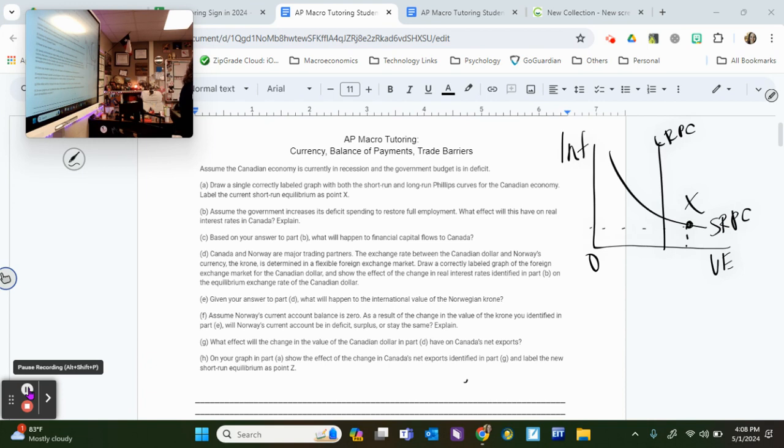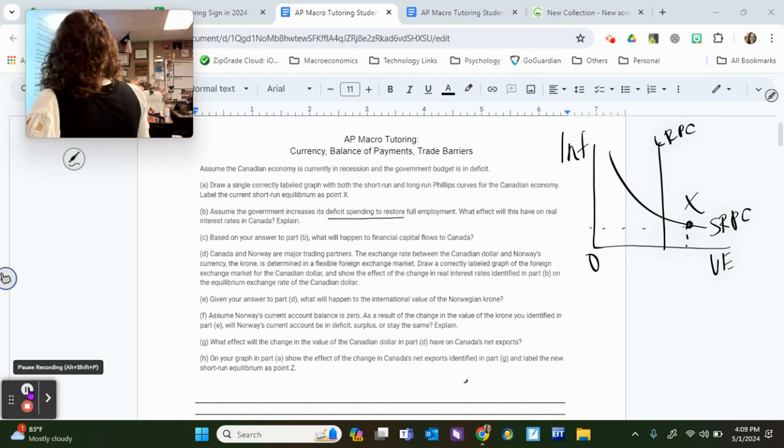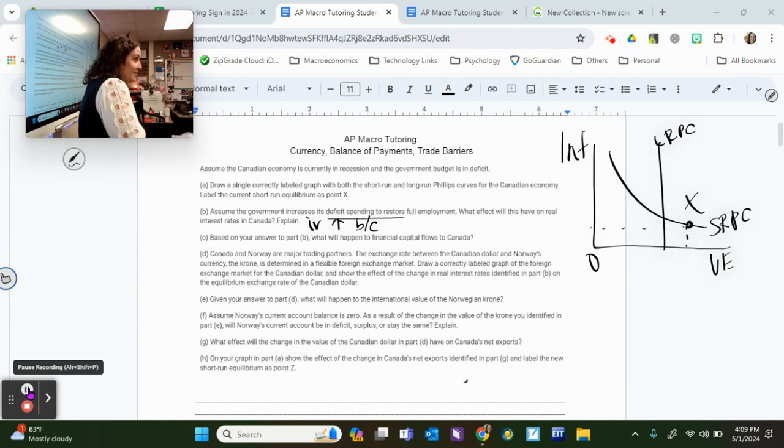What effect will this have on real interest rates in Canada, and explain? So on B, they increase deficit spending. What effect will that have on interest rates? Interest rates will go up. Why? Because of crowding out. Because we talked about crowding out.